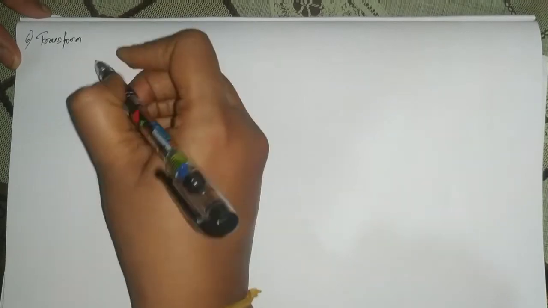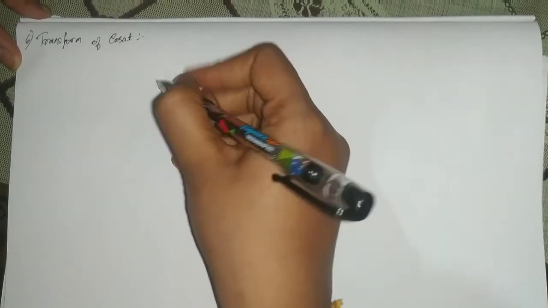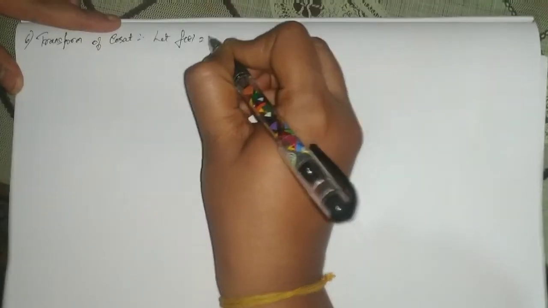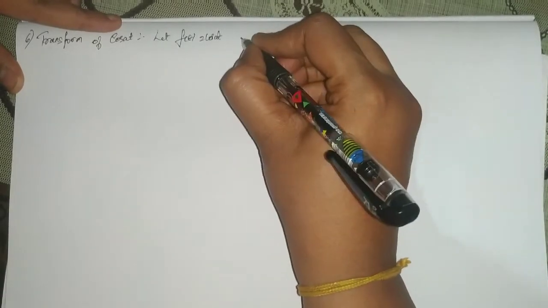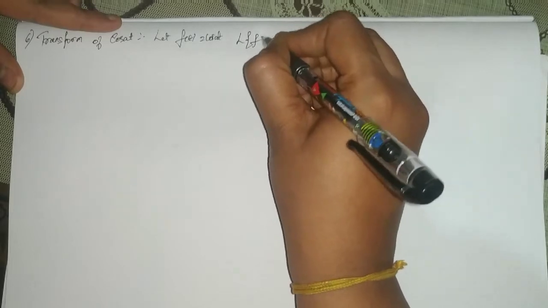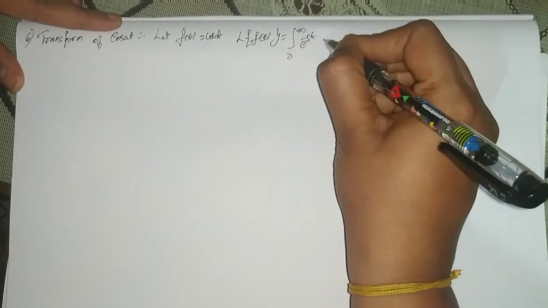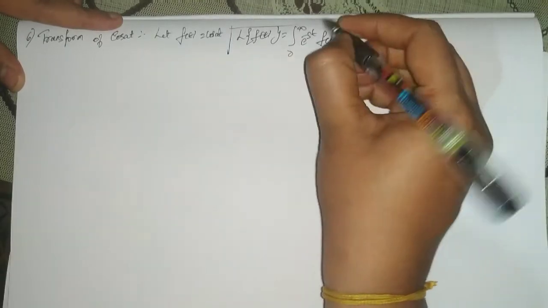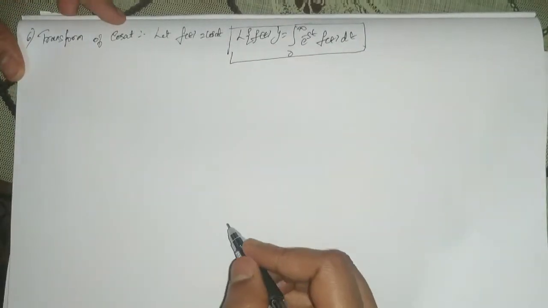Transform of cos at. This is the next transformation we are going to study. So let the function f of t be denoted as cos at. As we know, the definition of Laplace transform of f of t is integral 0 to infinity e power minus st f of t into dt. Substitute this function into the transformation and start integrating to get the standard result.